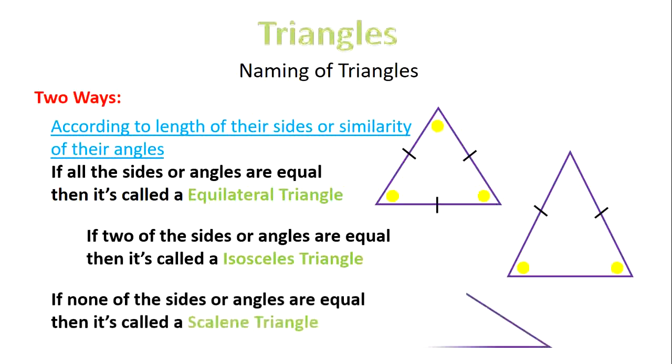If none of the sides or angles are equal, then it's called a scalene triangle. No angles are equal and no sides are equal. Right, and that is the way that we name triangles. What we're going to do now is go through a whole lot of examples to show exactly how we do this.